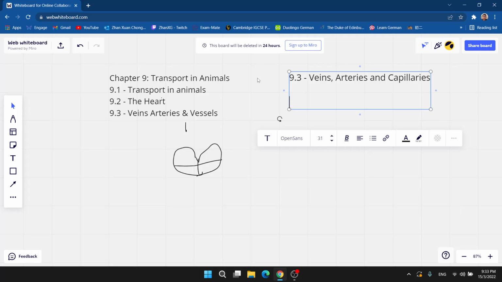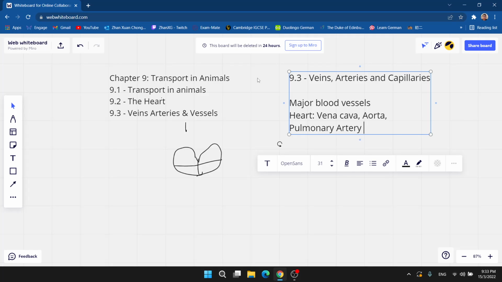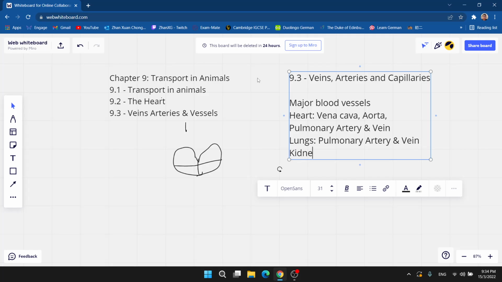Right now we are going to go further a bit: the major blood vessels. In our heart, we have the vena cava, the aorta, and the pulmonary artery and vein. Next, we have the lungs. In the lungs, we have the pulmonary artery and vein. And then the kidney will be the renal artery and vein.